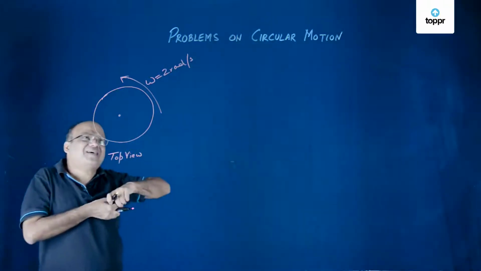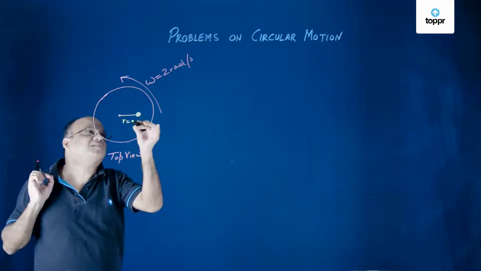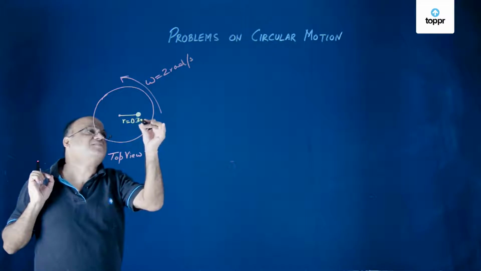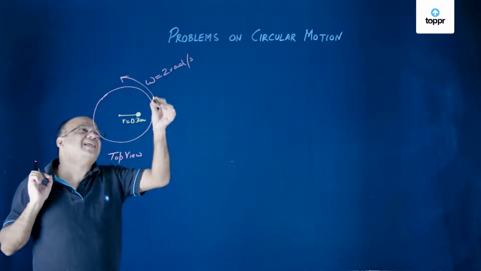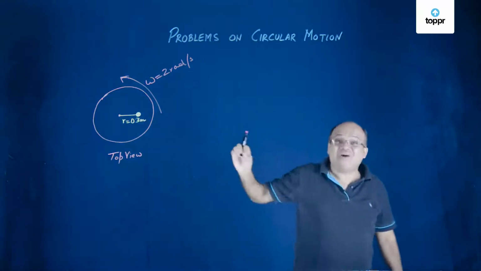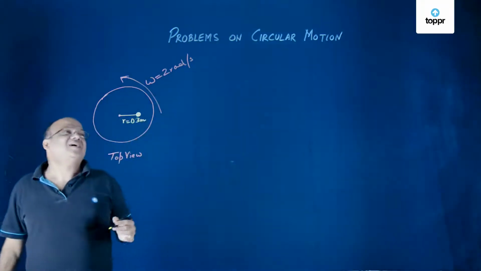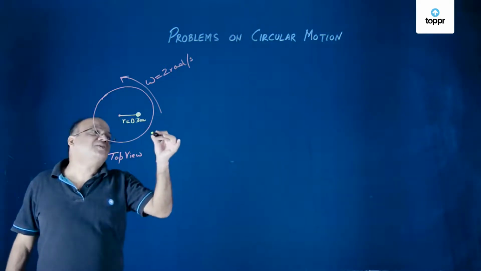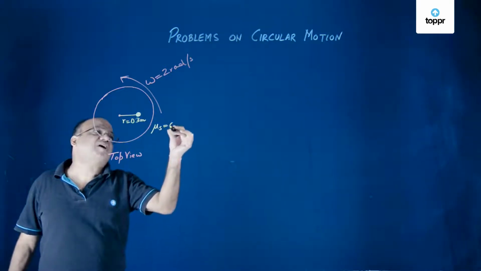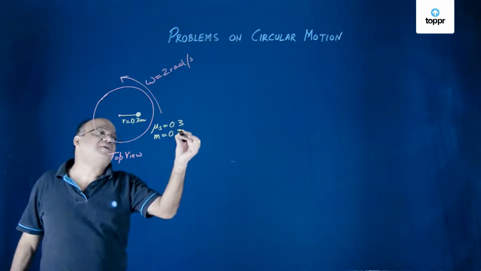And there's a mass m here, at a distance r from the center, say this is 0.3 meters. And as this table rotates, the mass is rotating along with the table, right? So you understood the question? The coefficient of friction between the mass and the table is say 0.3. Mass is say equal to 0.5 kg.